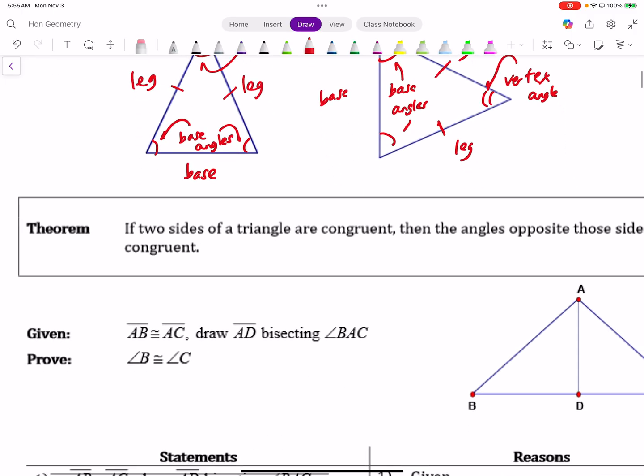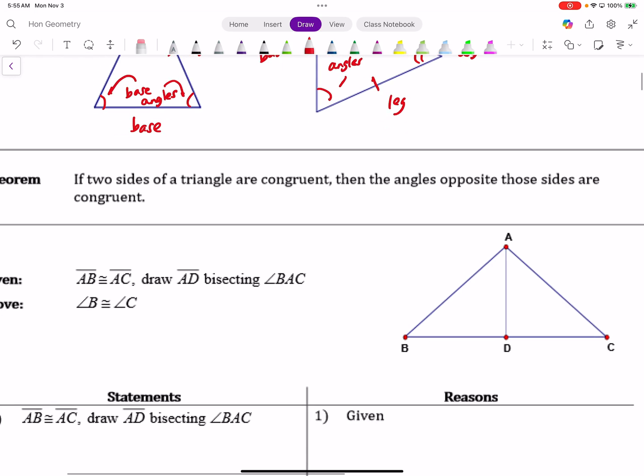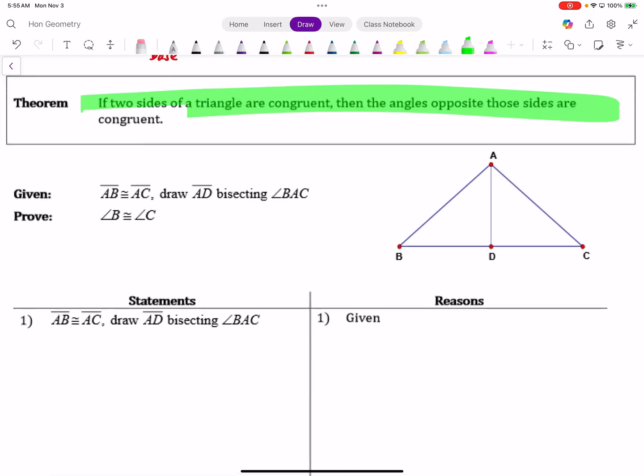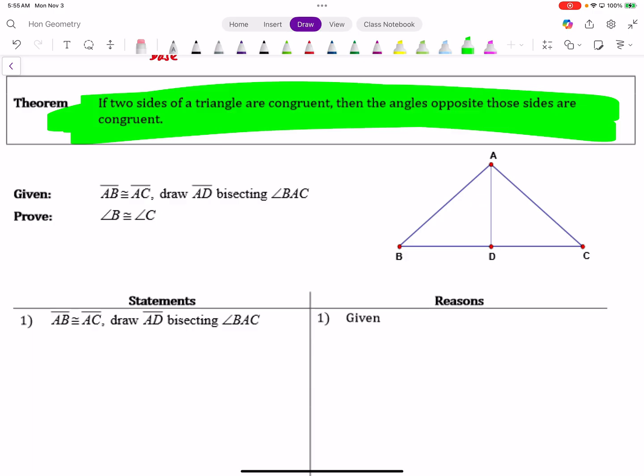All right, so here's the first theorem that we're going to prove. If two sides of a triangle are congruent, then the angles opposite those sides are also congruent. So we're going to take everything in this theorem and put it in our hypothesis. The conclusion will be what we're trying to prove.